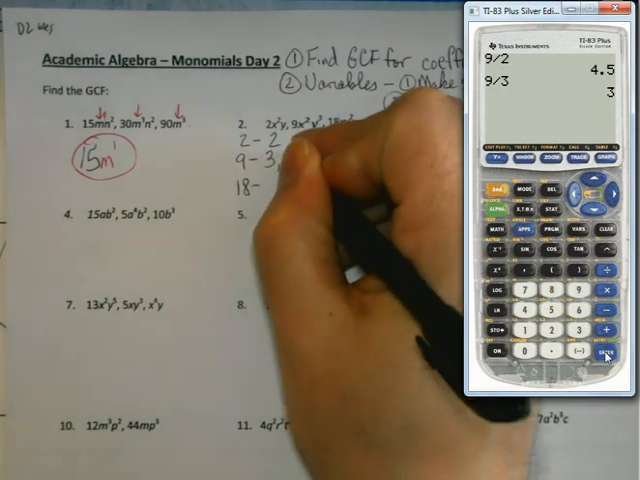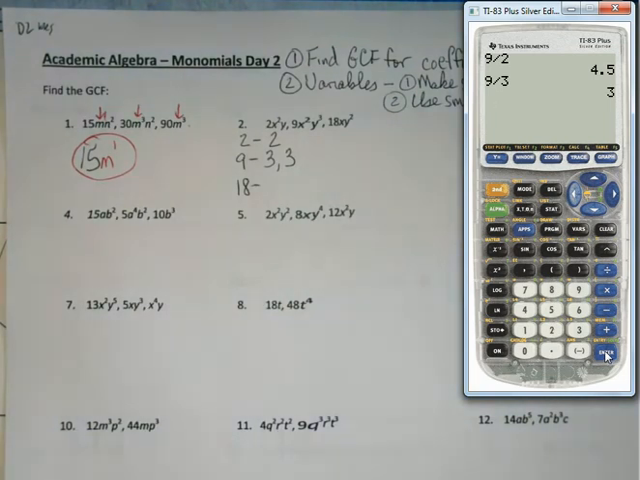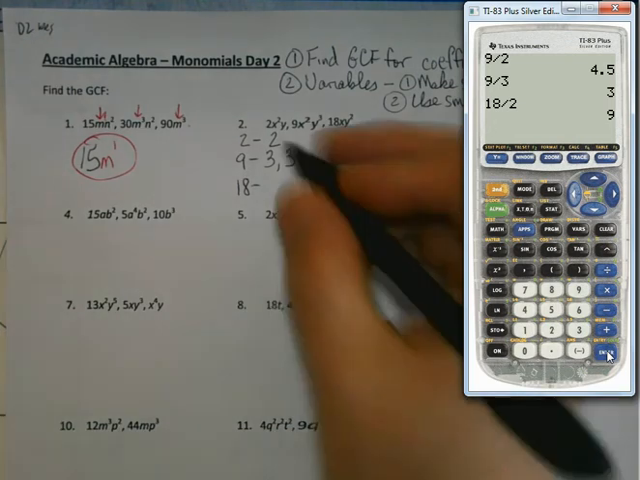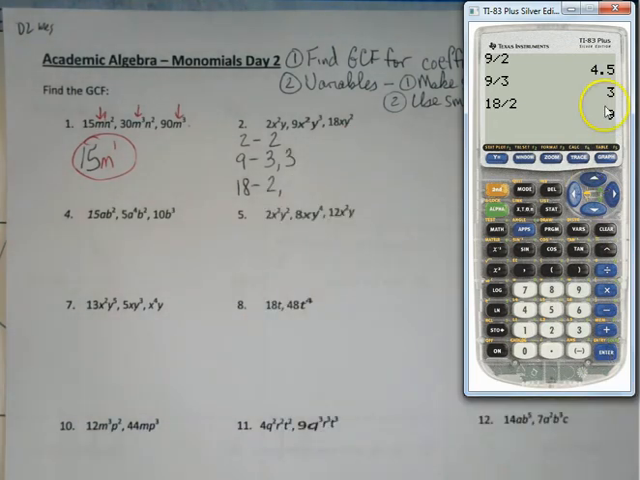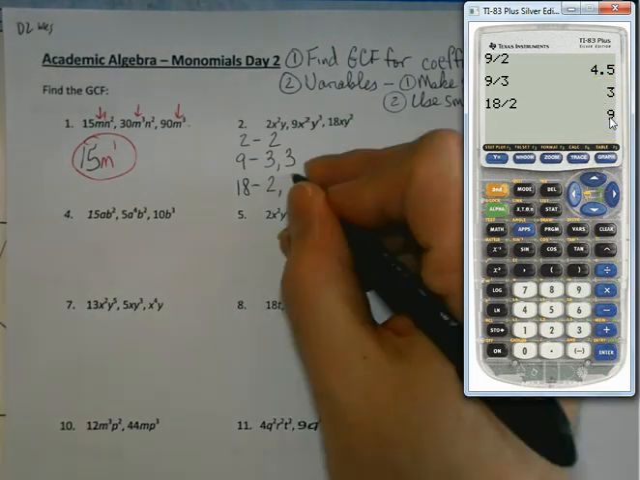Oh, I knew that. I knew 3 times 3 is 9. And then 18, same thing. Try 2 out, unless you know it's not going to work. Then you're like, oh, it's back to 9. Well, I know what 9 is. 3 and 3.